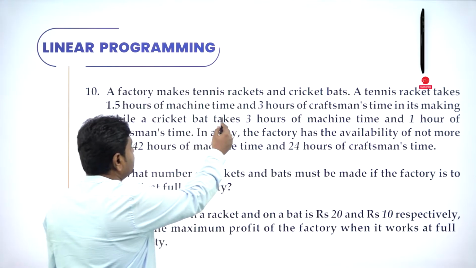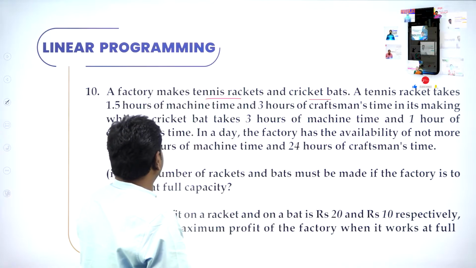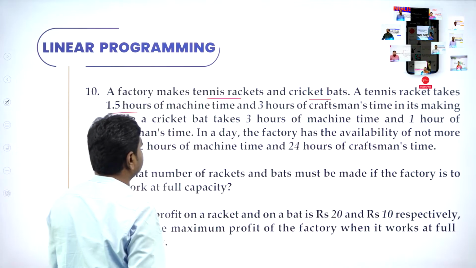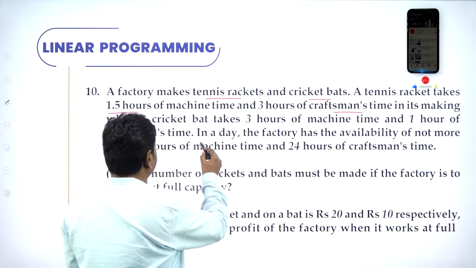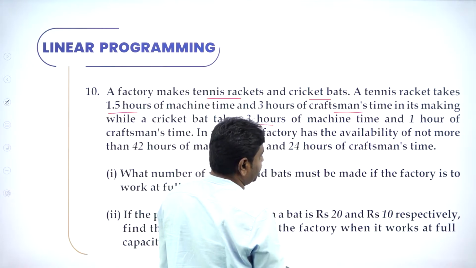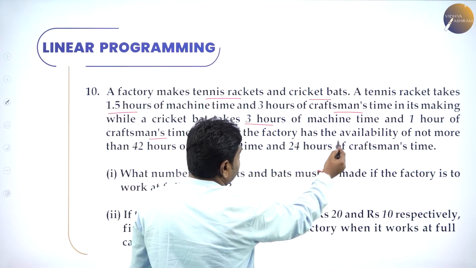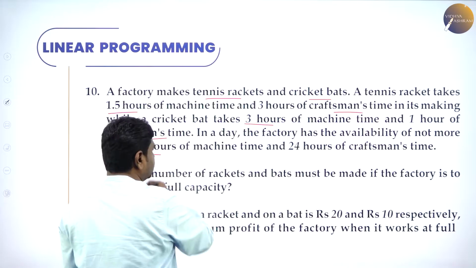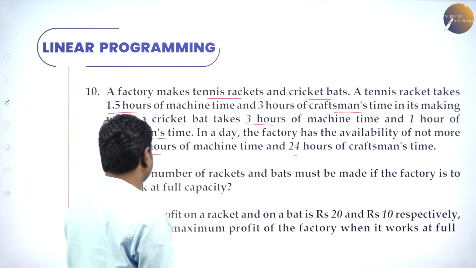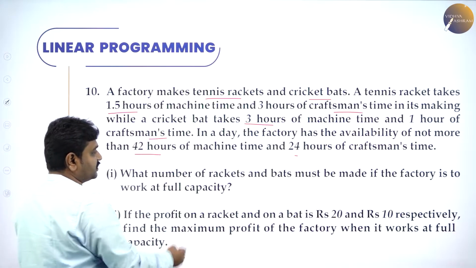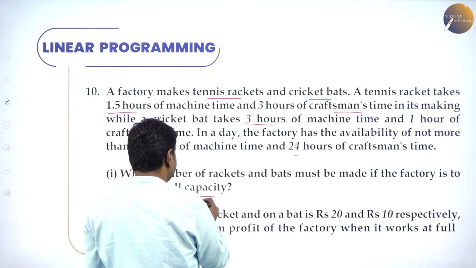A factory makes tennis rackets and cricket bats. A tennis racket takes 1.5 hours of machine time and 3 hours of craftsman's time in making it, while a cricket bat takes 3 hours of machine time and 1 hour of craftsman's time. In a day, the factory has the availability of not more than 42 hours of machine time and 24 hours of craftsman's time. So now what they're asking you to find is what number of rackets and bats must be made if the factory has to work at full capacity.